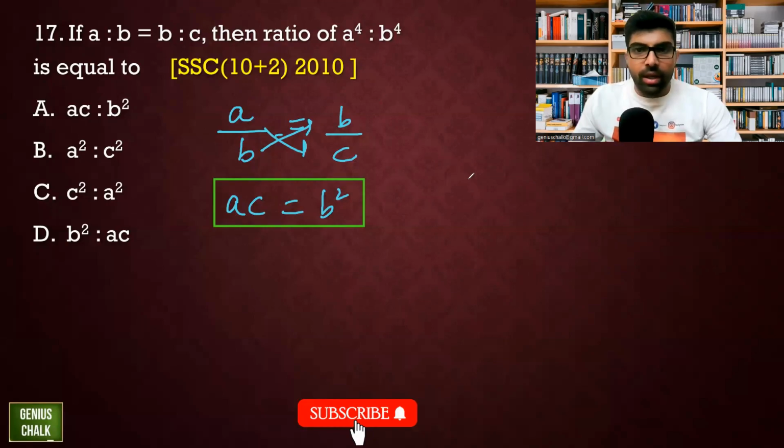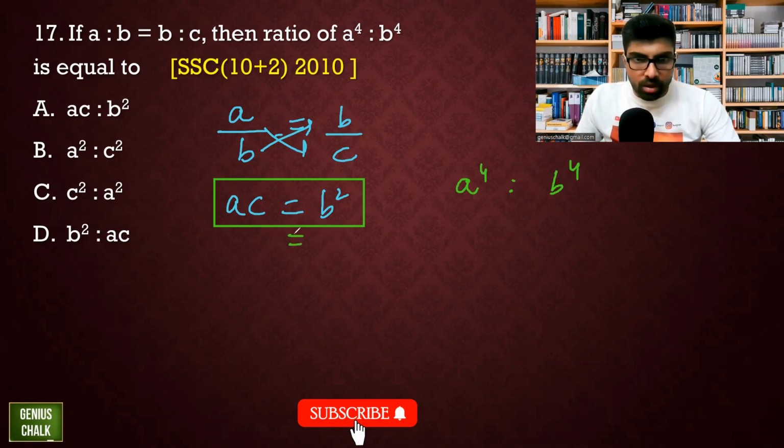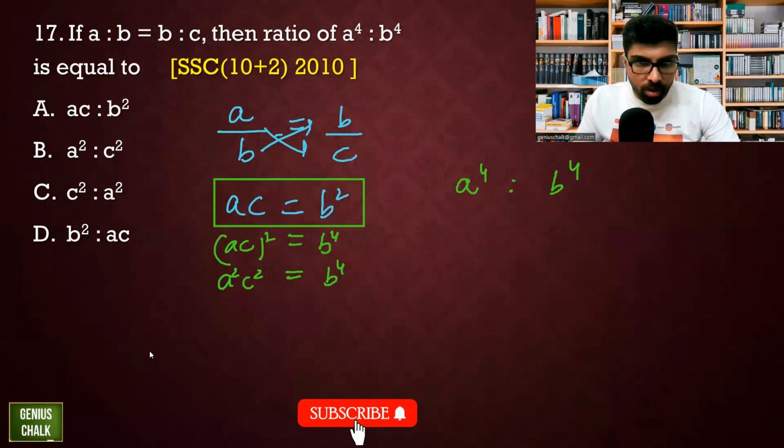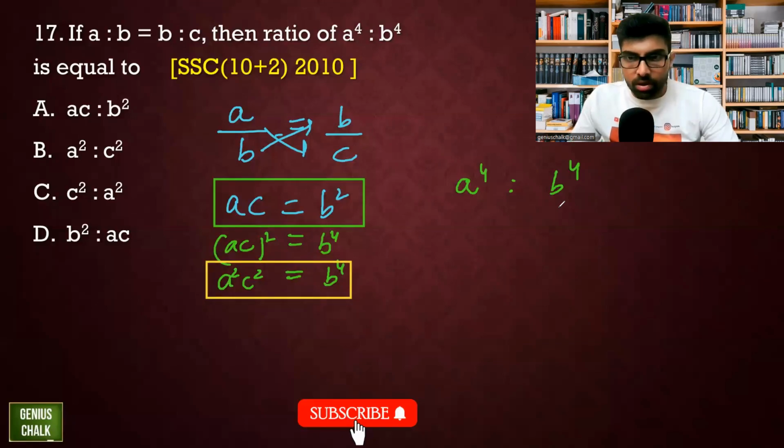So this is A4 is to B4. Now you know B square is AC. So what should be B4? It should be AC whole square. That is B4, I can write A square C square. Is this part clear? I hope this is. So I can write in this form, B4 will be A square into C square. So this will be A square C square. This is A to the power 4.